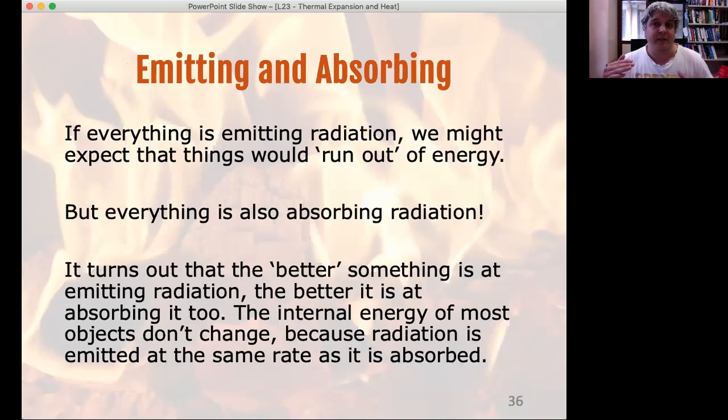So there's this nice balance, this equilibrium of absorbing energy and giving out energy, that means we always have some thermal energy. If something is better at emitting radiation, it gives away more energy, then it turns out that those same things are good at absorbing radiation. So things that are better at giving off radiation are also better at absorbing it. So the internal energy of most objects doesn't change because the radiation is emitted and absorbed at about equal rates. Choose anything that's not straight out of a fridge or out of an oven, anything that's just sitting there in the middle of your room, like a book or a table. It's absorbing radiation, but it's also emitting radiation, so its temperature stays pretty constant.